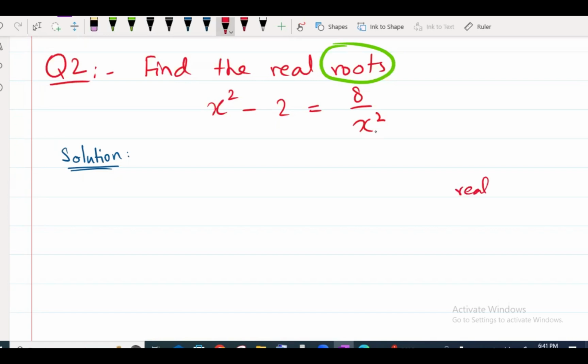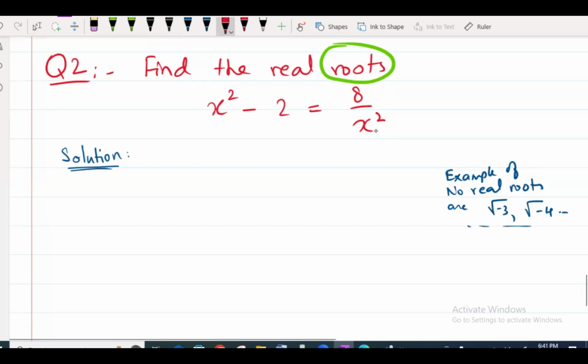To understand real roots, you should know what no real roots are. Examples of no real roots are like square root of minus 3, square root of minus something. So these are no real roots, but you have to find the real roots. Real roots are all real values, either decimal, fraction, negative, or positive.